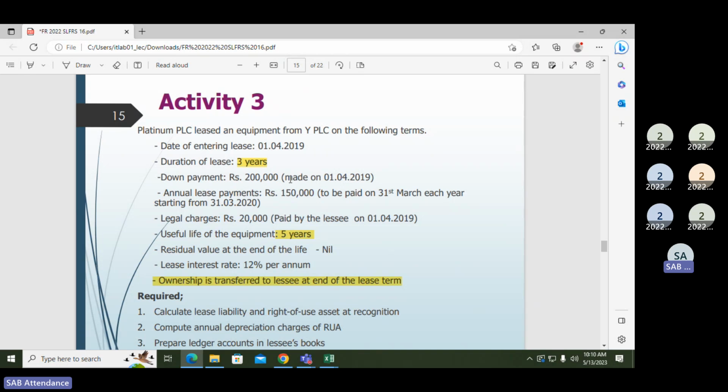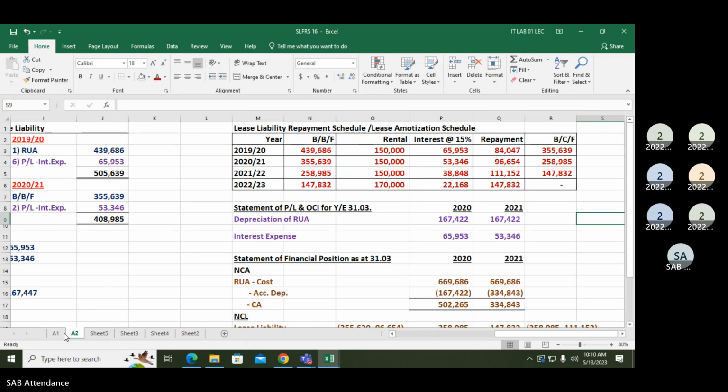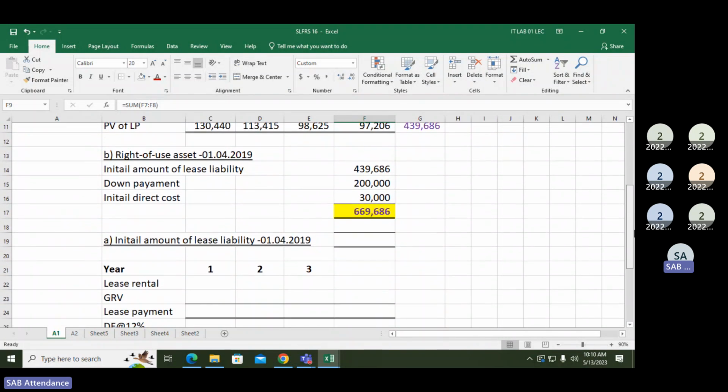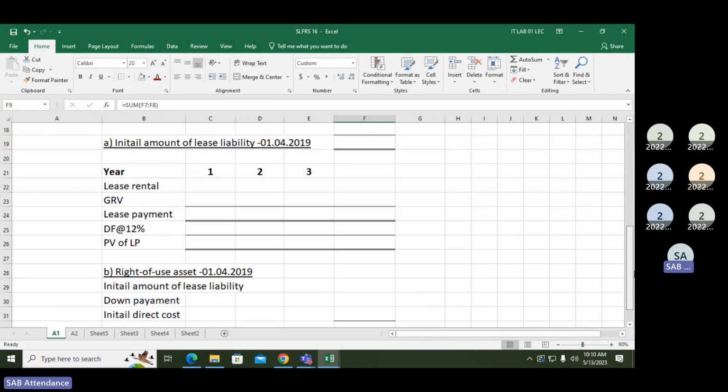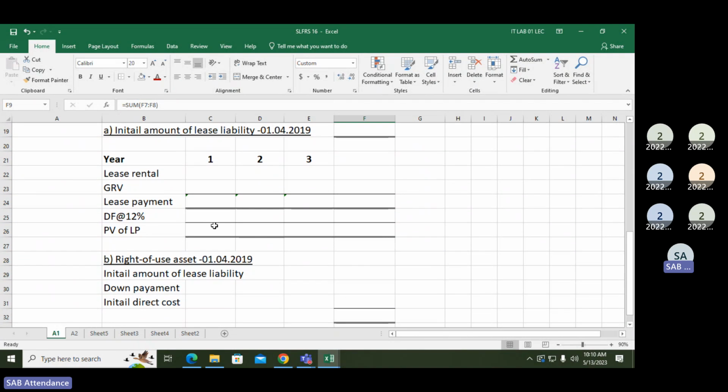Okay, we can calculate the lease liability and right of use asset first using that schedule. Shall we prepare the schedule as we did in the previous one? I will give you the discounting factor, right? That is normally given in a sum. So you can complete this and identify the initial amount of lease liability and right of use asset.